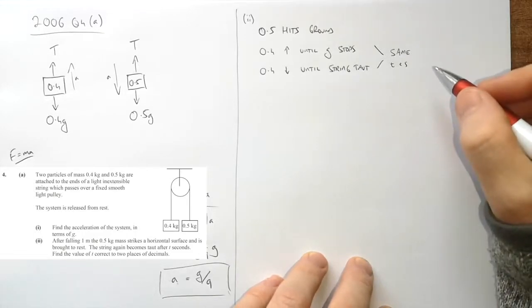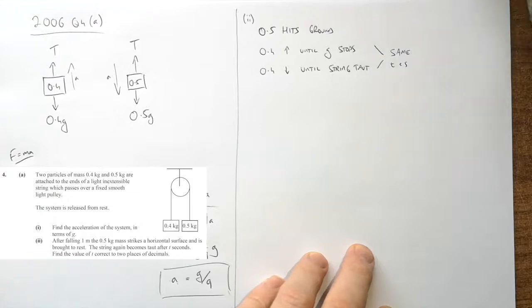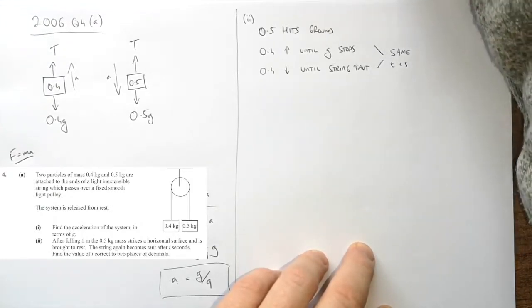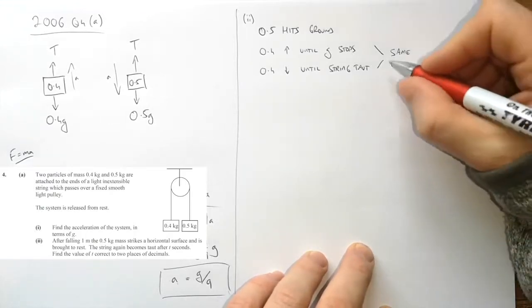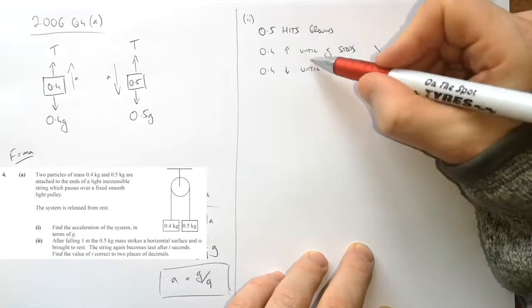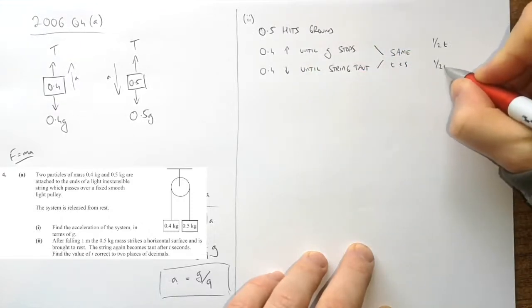So what we have here is we can call that time, if we go back and look at our question, I'm just going to bring my question back up here. There we go. They're going to use this as time t, as the total time up and down. So we're going to say that's a half t and a half t.